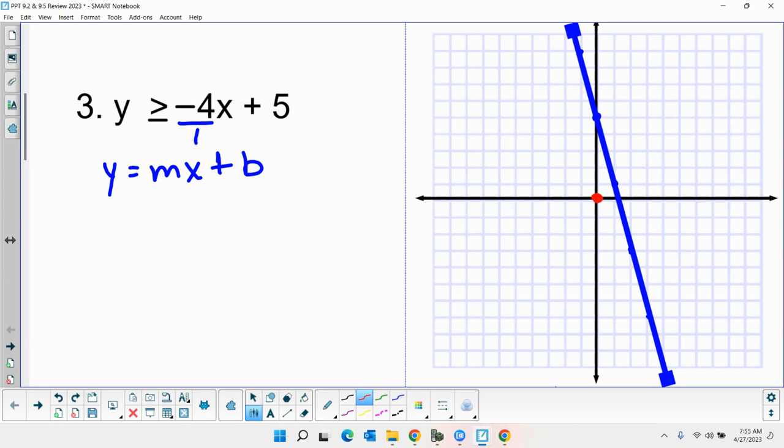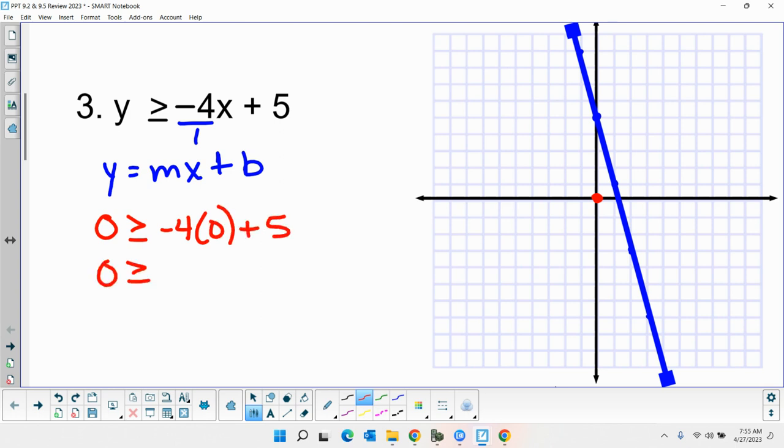So when I use 0, 0 as a test point, that means I put 0 in for y and 0 in for x. And I get this statement, because -4 times 0 is 0 plus 5 is 5. Is that a true or a false statement? That's a false statement. That's saying 0 is bigger than 5, but it's not, is it?